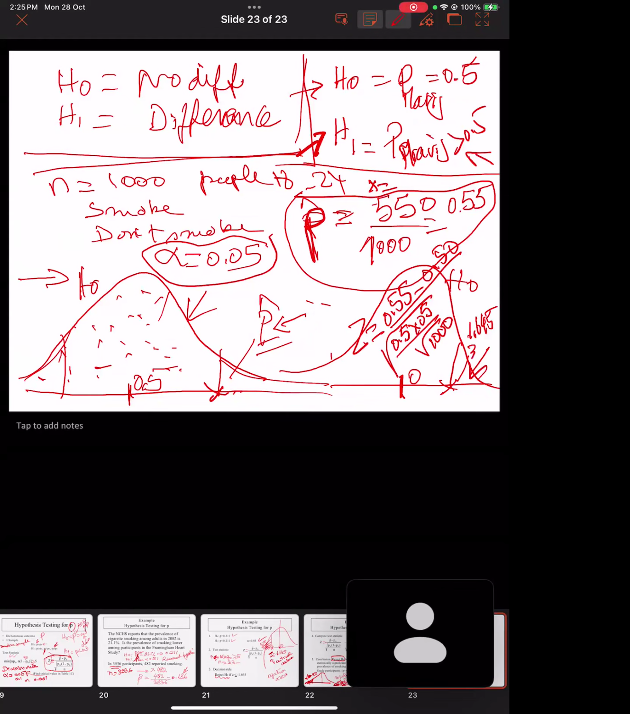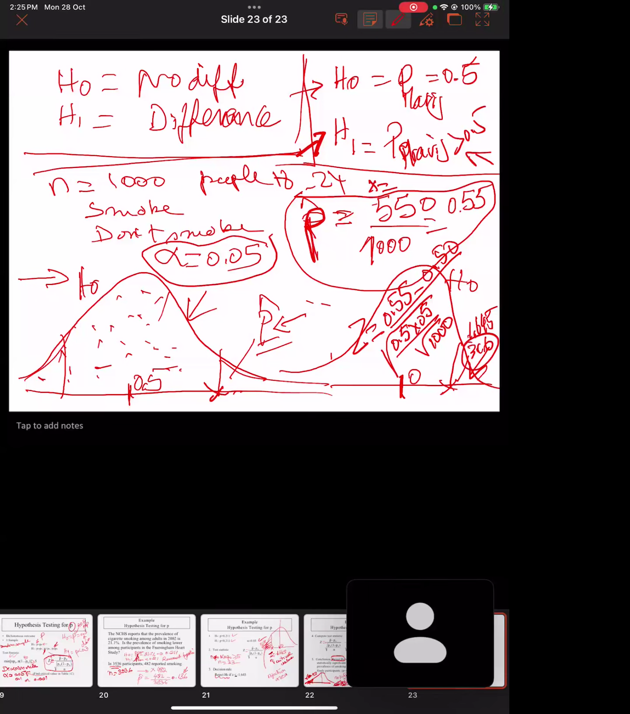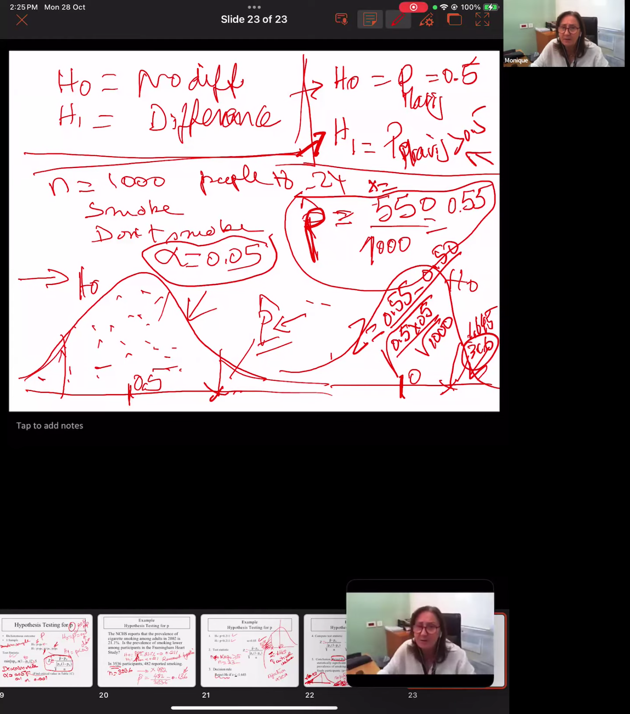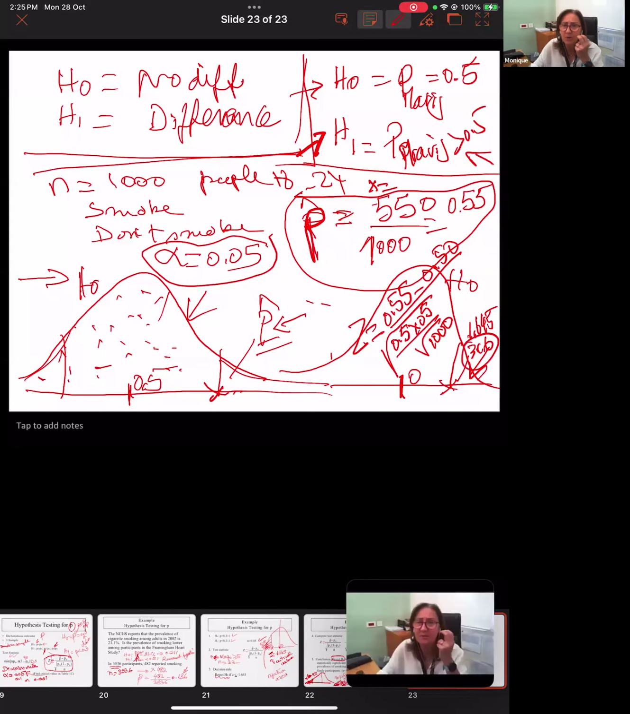So it's 3.16 in the rejection area. I mean, what is the rejection area? So what would I say? Is the probability of smoking marijuana greater than 0.5, or is it equal to 0.5?